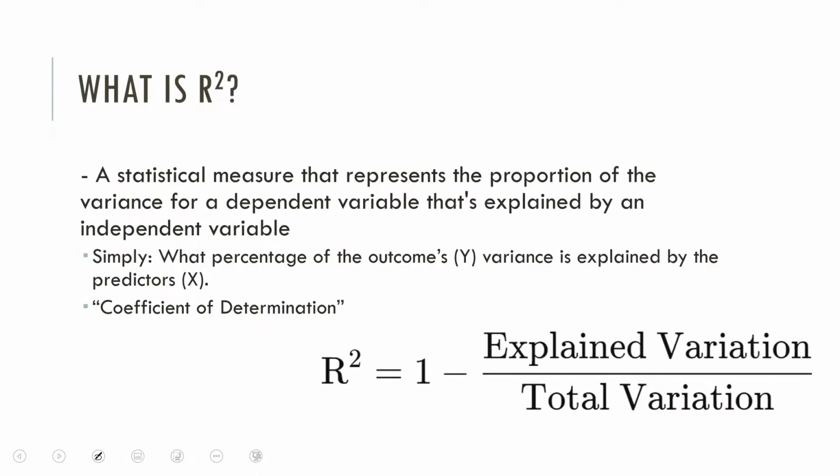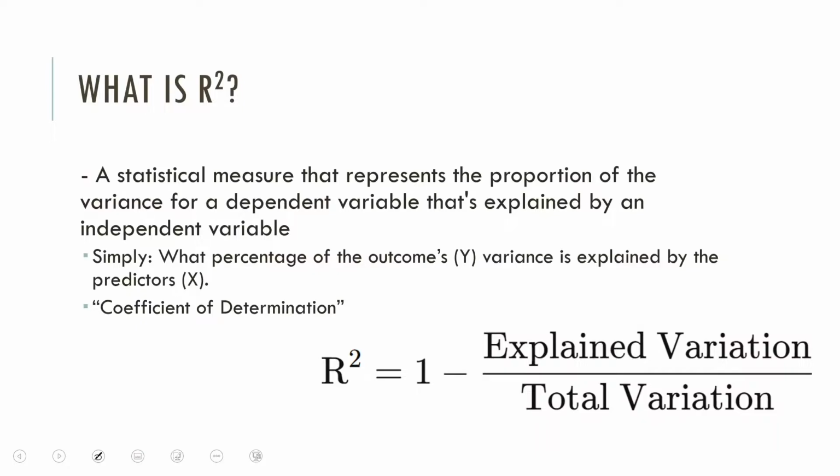What is R-squared? R-squared frequently gets an overcomplicated definition, but simply we can look at it as the percentage of the outcome's variance that's explained by the predictor. Sometimes we have one predictor, sometimes multiple, but really it's just saying, how well is X doing at defining Y, or at least predicting the behavior of Y. Frequently, R-squared is called the coefficient of determination.